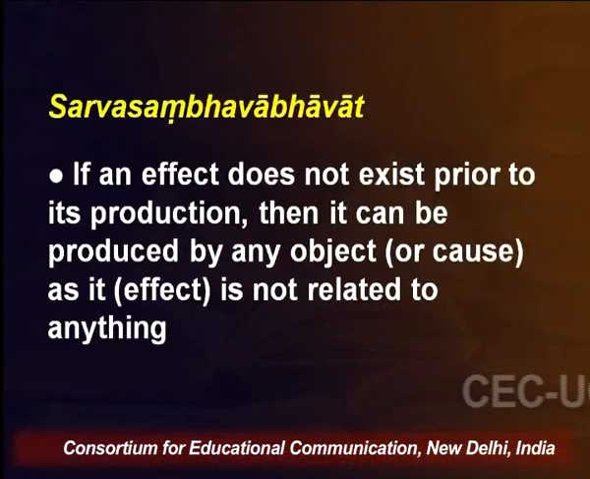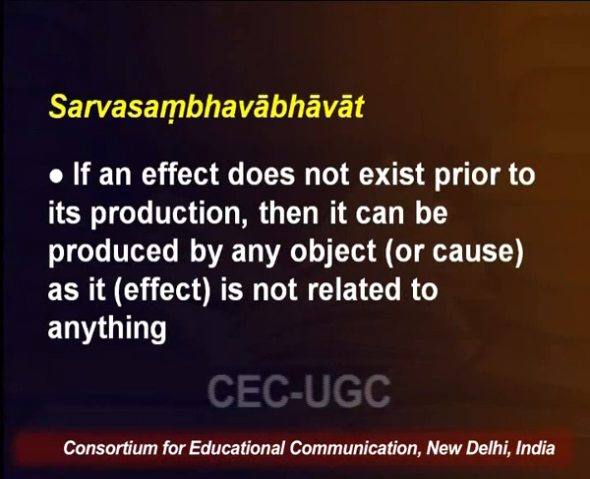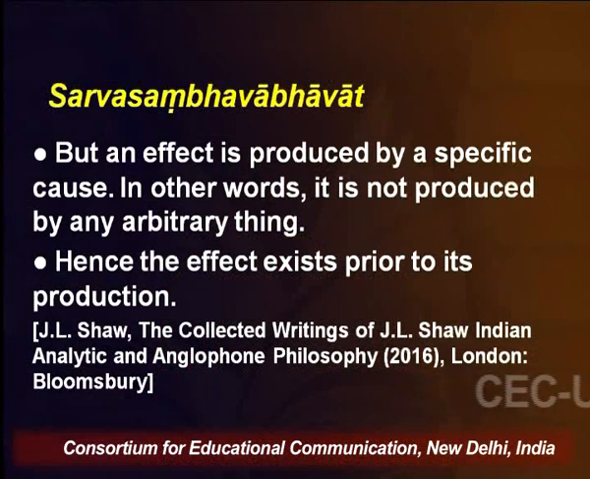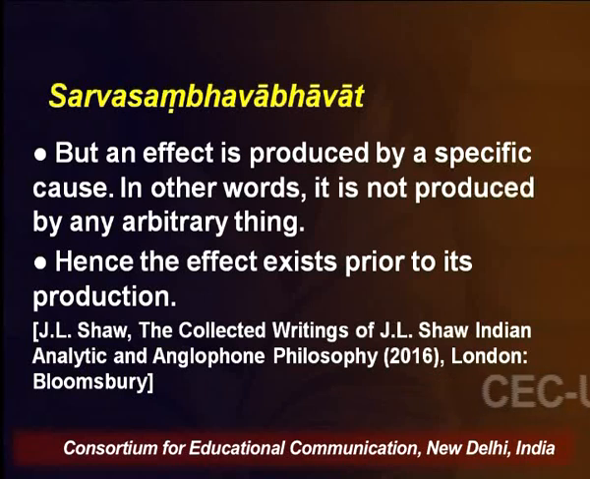Okay, now the third argument, which is sarva sambhava abhavat, which may be formulated as: if an effect does not exist prior to its production, then it can be produced by any object or cause, as it is not related to anything. But an effect is produced by a specific cause. In other words, it is not produced by any arbitrary thing. Hence, the effect exists prior to its production.